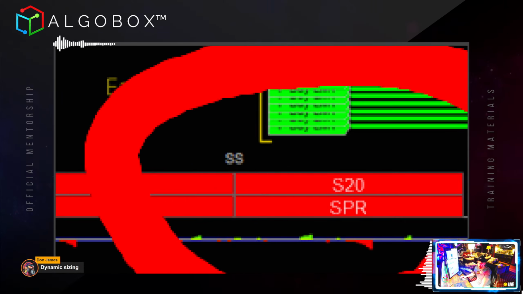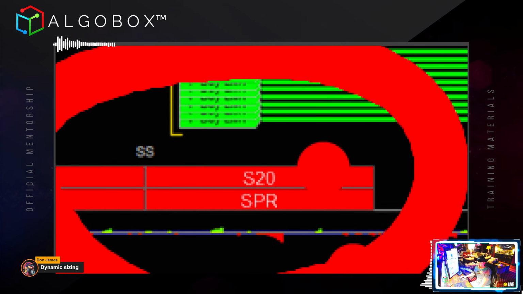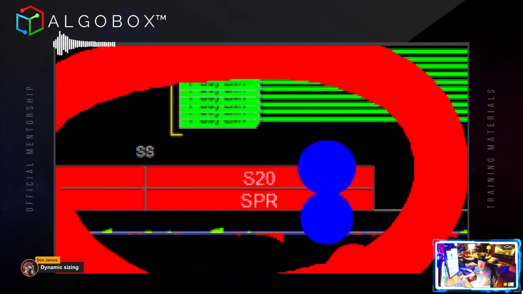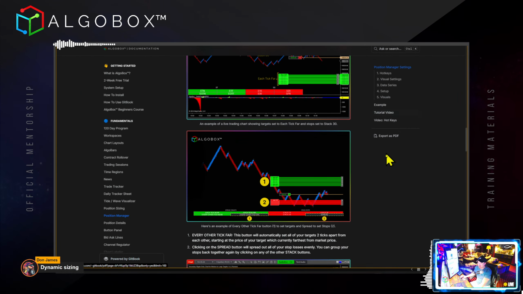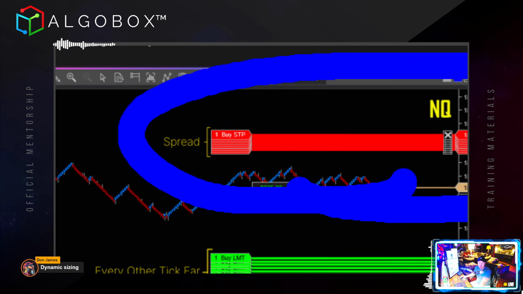So it's 20 ticks behind, so I got a 20 tick stop, and then I might want to immediately follow that up by hitting the spread. What does the spread do? Does the same thing our other one did and spaces out all your stops. So there's the spread right there.